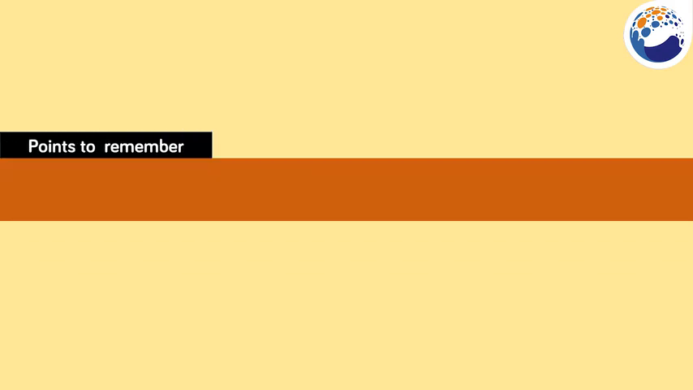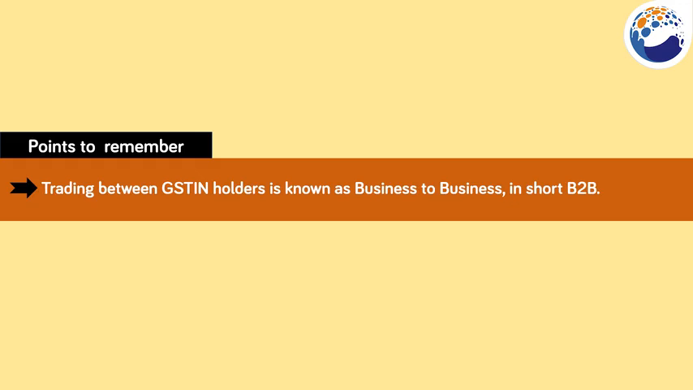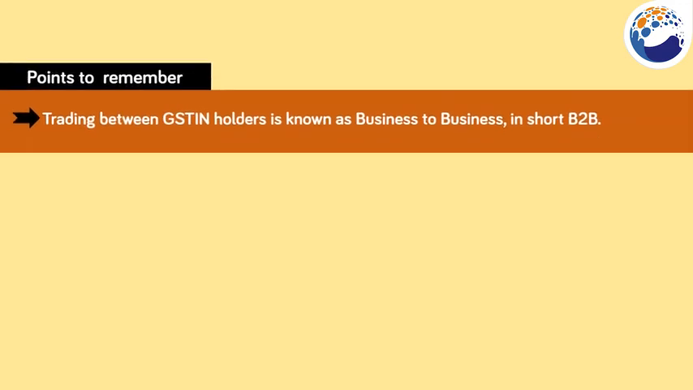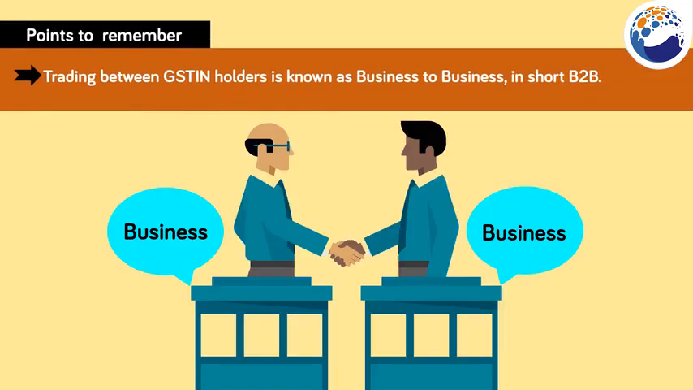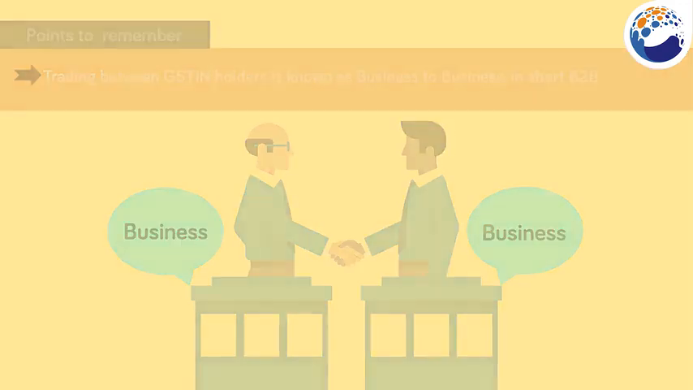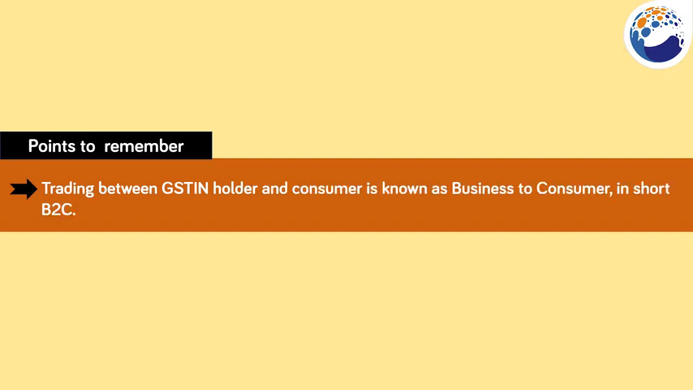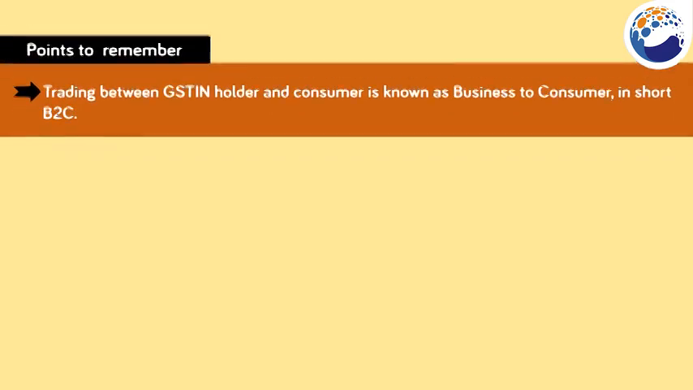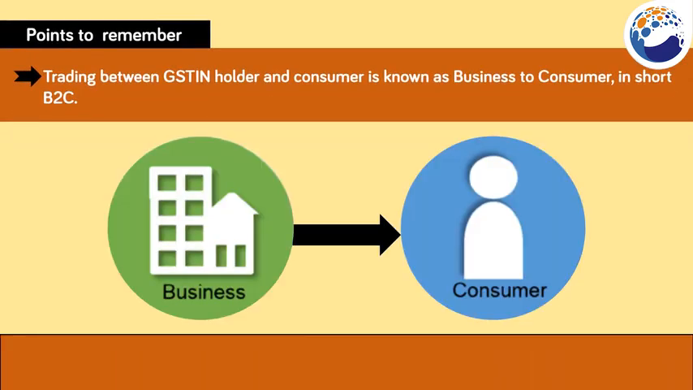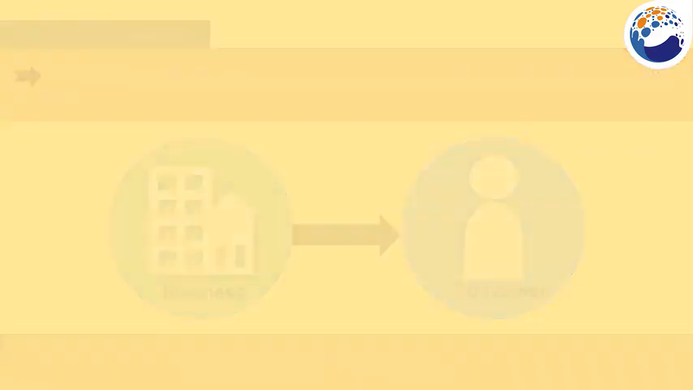Remember, trading between GSTIN holders is known as business to business, in short B2B. Trading between a GSTIN holder and a consumer is known as business to consumer, in short B2C. This is the last link in the trading chain.